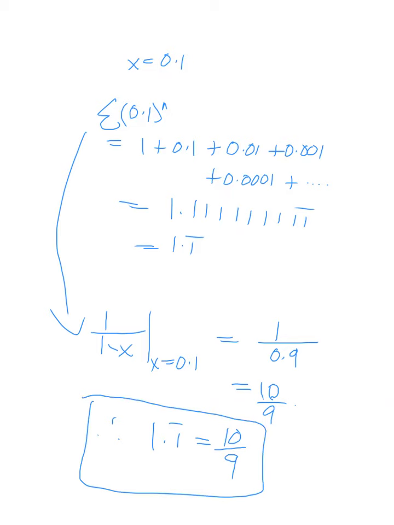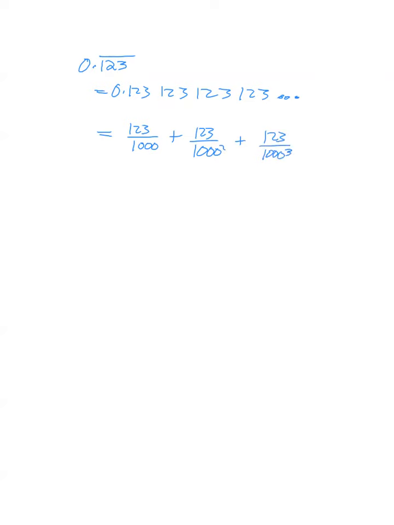So we have taken an infinite decimal expansion, and we've actually written it as a closed form fraction. I think this trick is kind of fun. So how about we just try one more of these? Let's try 0.123 bar. So that means 0.123, 123, 123, 123, and so on. So here's the trick. This is going to be equal to 123 over 1,000 plus 123 over 1,000 squared plus 123 over 1,000 cubed, and so on.